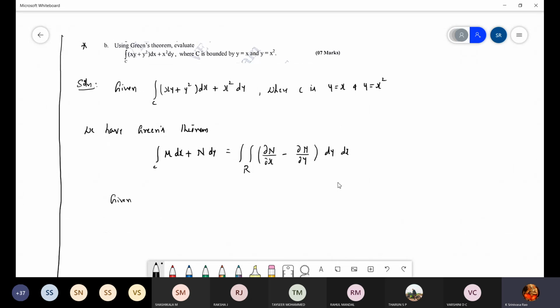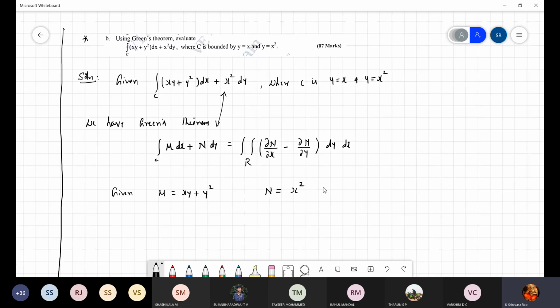Can you compare with these two? What is the value of m and n? What is m? What is n? M is xy plus y square, and n is x square. So the coefficient of dx, take it as m, and the coefficient of dy, take it as n.